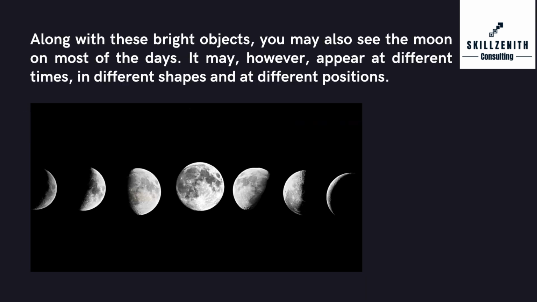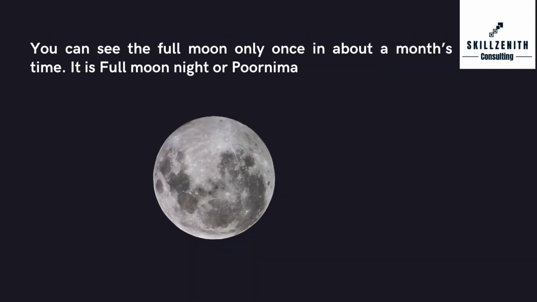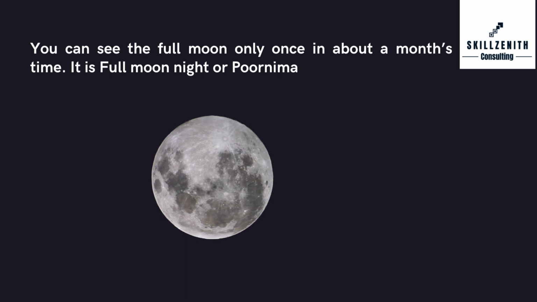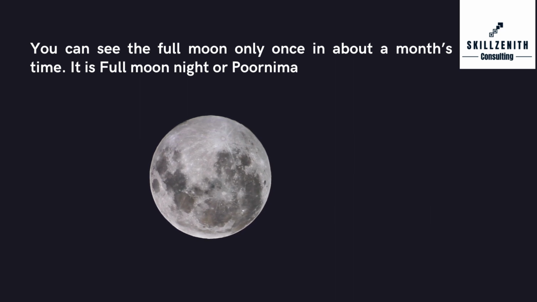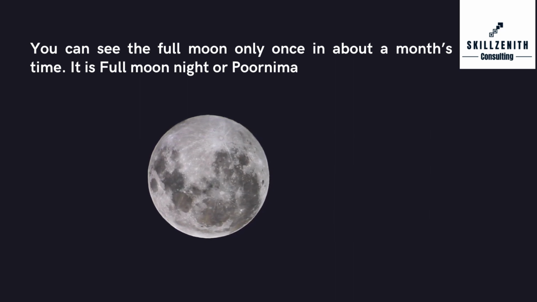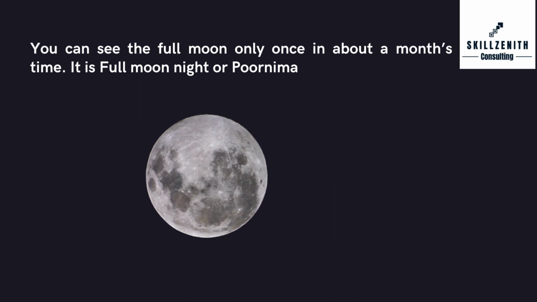Along with these bright objects, you may also see the moon on most of the days. It may, however, appear at different times in different shapes and at different positions. So, along with stars, what you also see in the sky is the moon. Unlike stars, the moon on different days is of different size and different shape, isn't it? Sometimes we can see the full moon, only once in a month, which is full moon night or Purnima.